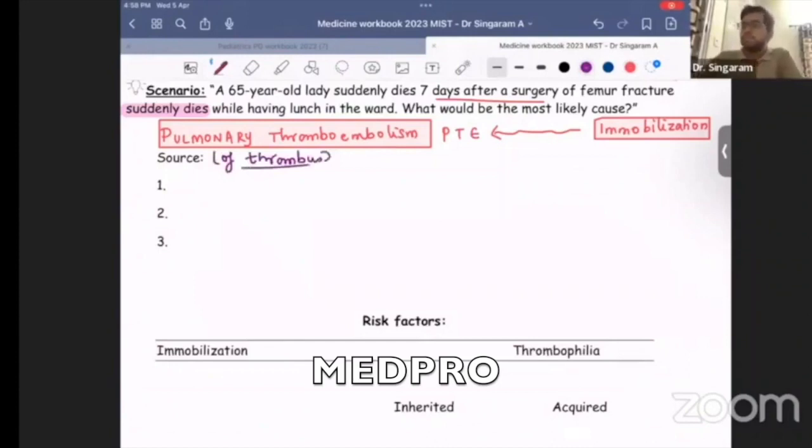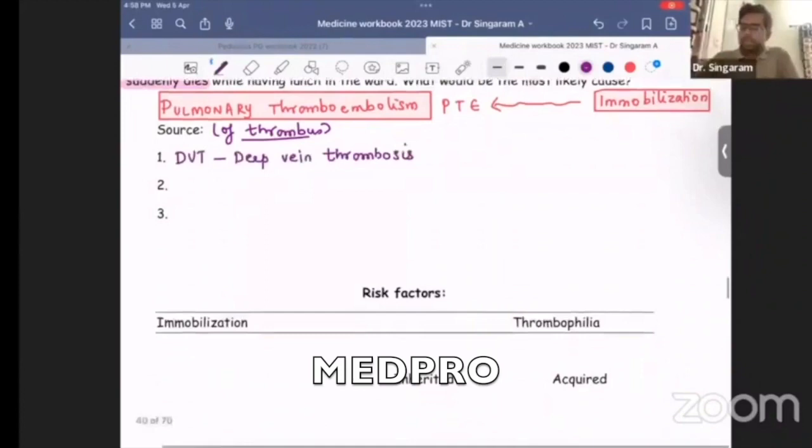This would have come from, what is the most common? It is DVT. What is that? Deep vein thrombosis. I think all of you must have heard about these topics in your surgery classes, right? It would be something like small thrombi found in the leg veins. They can become detached and form an embolus and come to the pulmonary circulation. So the most common source is deep vein thrombosis.